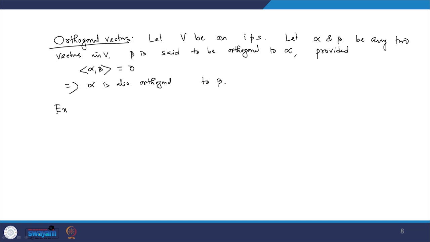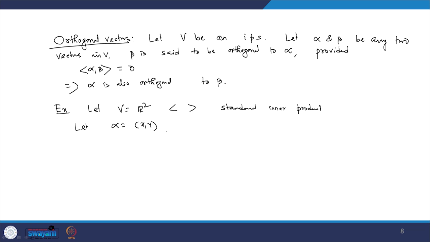For example, let me consider V equal to the R2 space, and let me consider the standard inner product on it. So, let alpha equal to (x, y). We want to know an element beta in V which will be orthogonal to alpha.